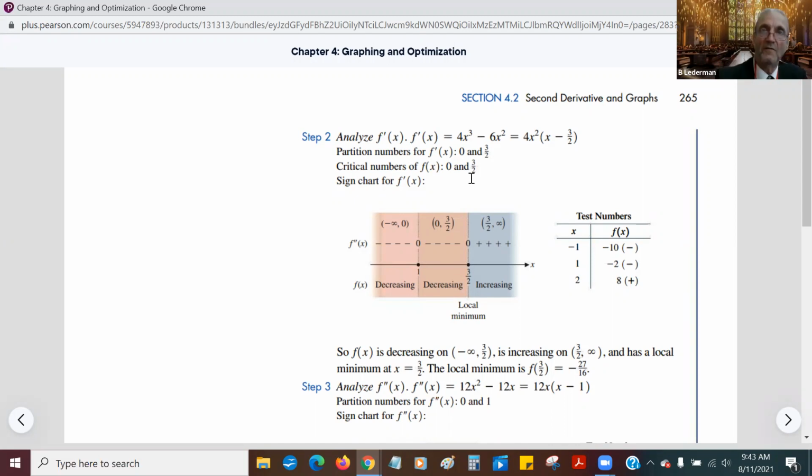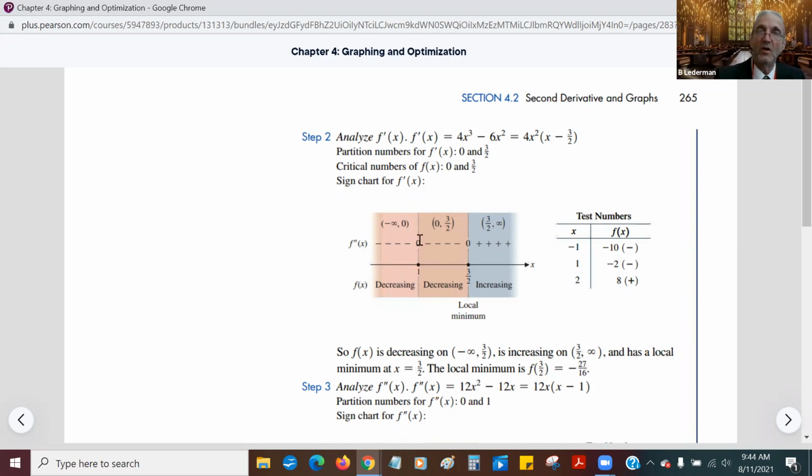So let's look at the sign chart now for f prime. If I do some test numbers, -1 is less than 0, 1 is between 0 and 3/2, and 2 is bigger than 3/2. So I get negative, negative, positive. So it's decreasing, decreasing, and now increasing, which means f of x is decreasing from negative infinity all the way to 3/2, and now it starts increasing at 3/2 all the way to infinity, which means there's a local min at 3/2. And the y value at that min, f of 3/2, is negative 27/16.